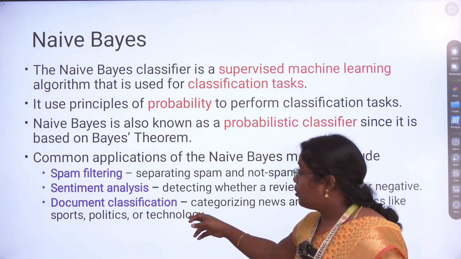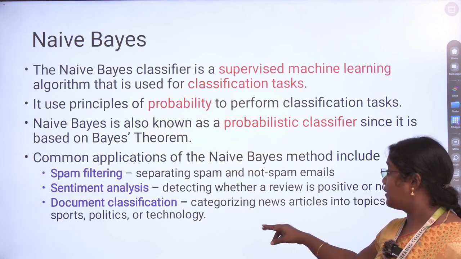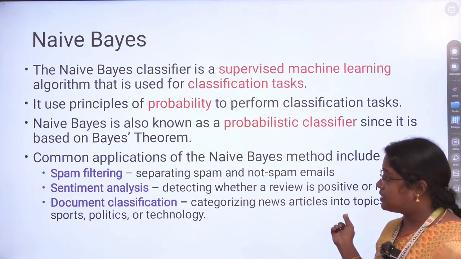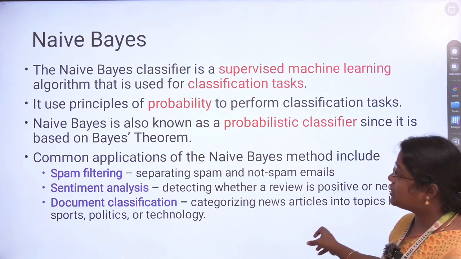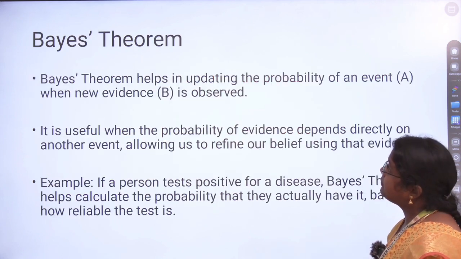The last one is document classification. Here the Naive Bayes algorithm categorizes news articles into topics, like whether the article belongs to sports, politics or technology. So these are the common applications of Naive Bayes that I have listed here.